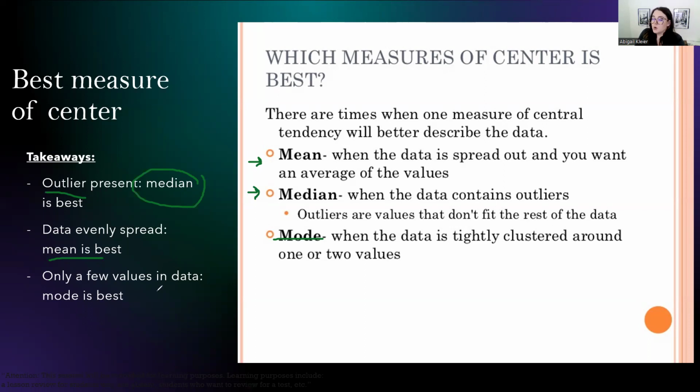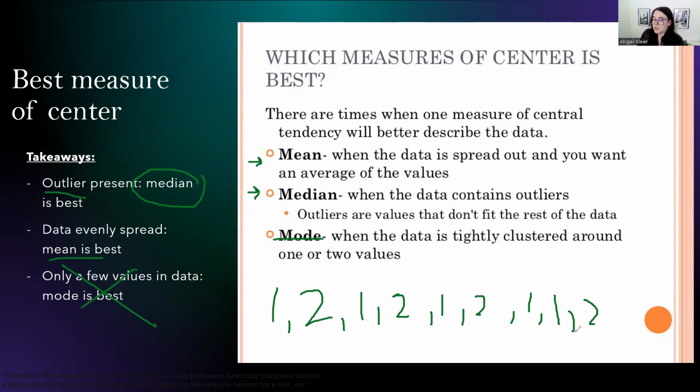We're not going to use the mode, like we talked about, but we would only use the mode if we only had a few types of values in the data set. Like if our data set was only made up of 1s and 2s, then we could use the mode to establish the best measure of center. Again, that's not something that you're going to be asked to do in this situation.